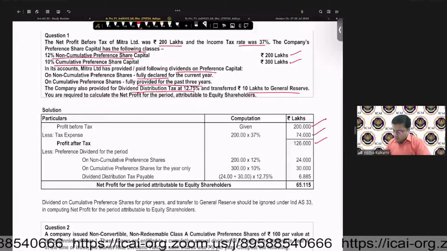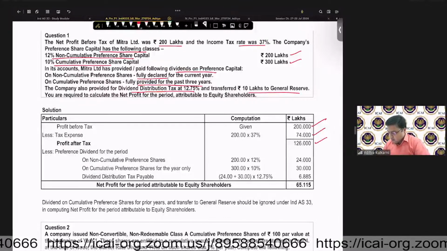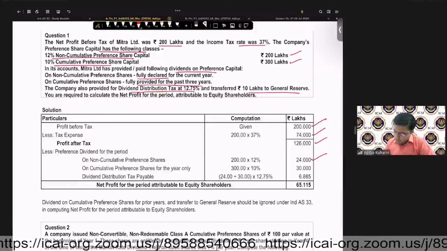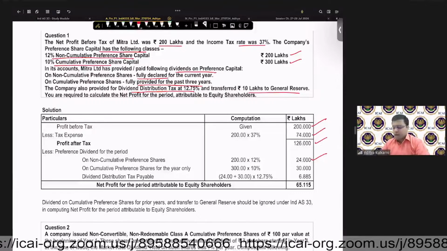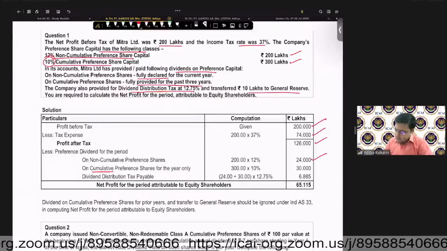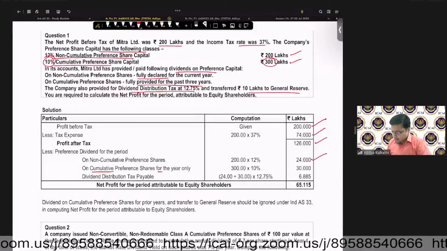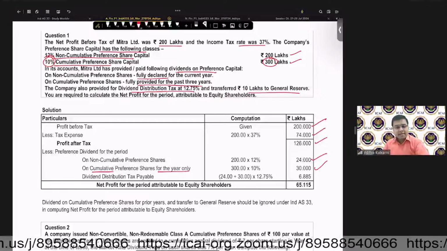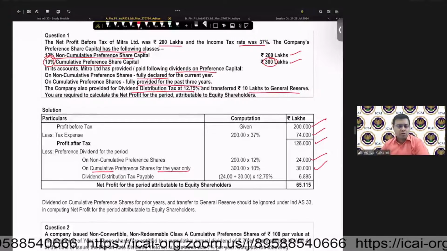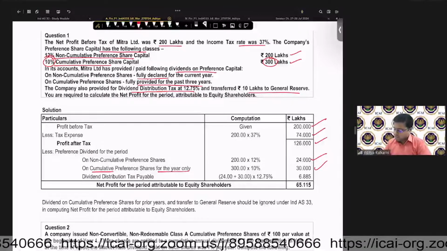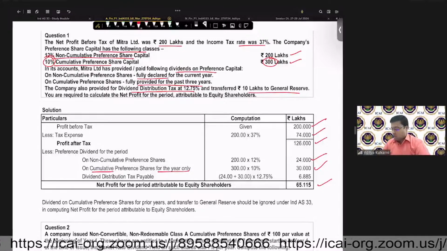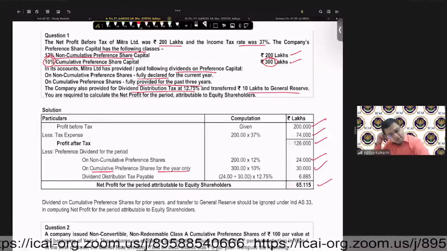Out of that, we are going to deduct dividend on non-cumulative shares 12%. So you are having 12% preference share capital 200 into 12%, 24, and on cumulative preference shares 10%, 300 lakhs, only for the current year, so 30 goes deducted. And since we are paying the dividend distribution tax, that is also not going to be attributable to the equity shareholder. So we deduct that as well. So your net profit attributable for equity shareholders is going to be 65.115 lakhs.